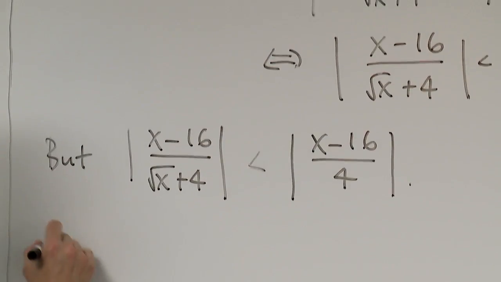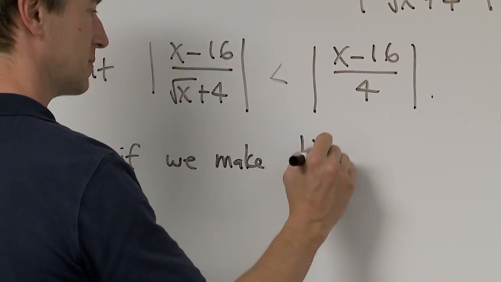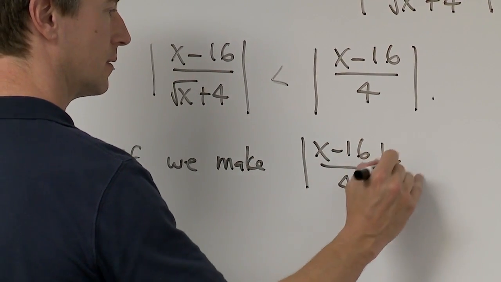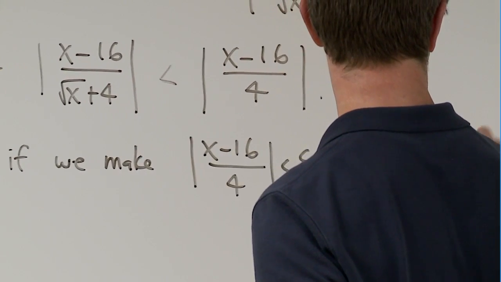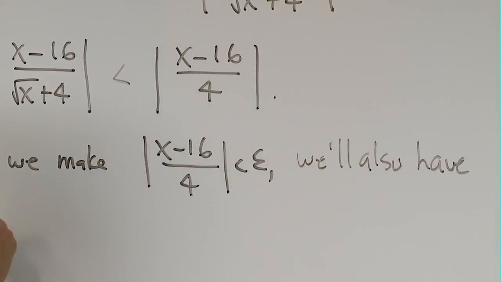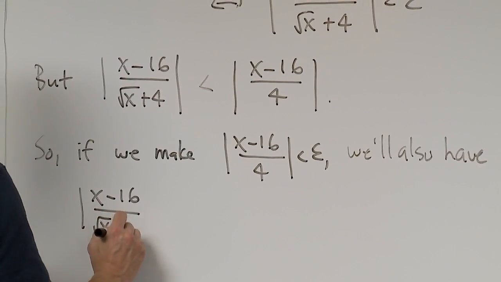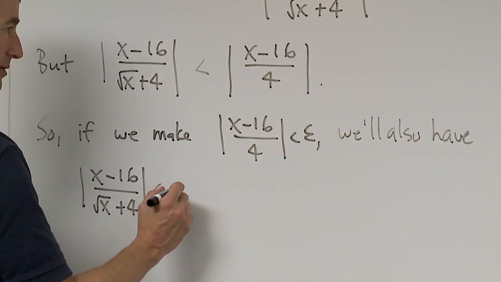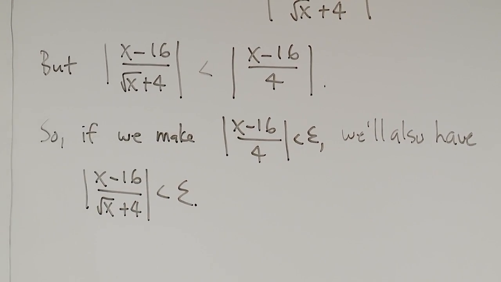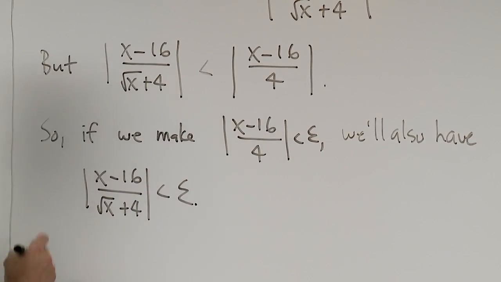So if we make the absolute value of x minus 16 over 4 less than epsilon, we'll also have what we want, namely the absolute value of x minus 16 over the square root of x plus 4 will also be less than epsilon. Does everyone agree with that? Yes. And this is something that we can do pretty easily.